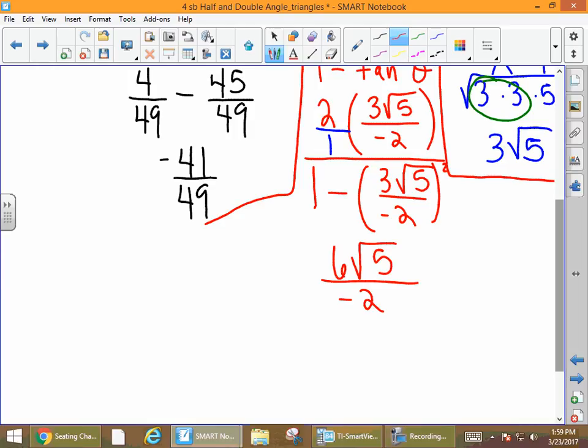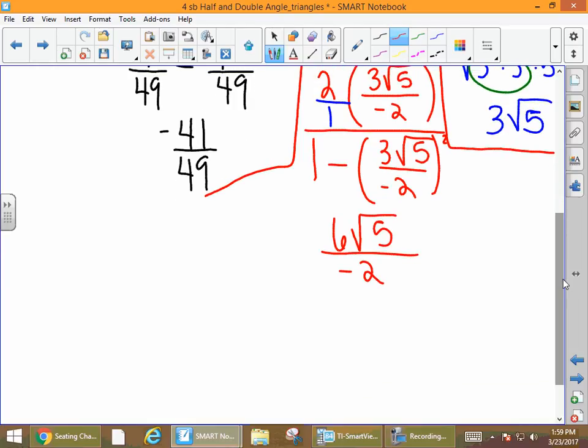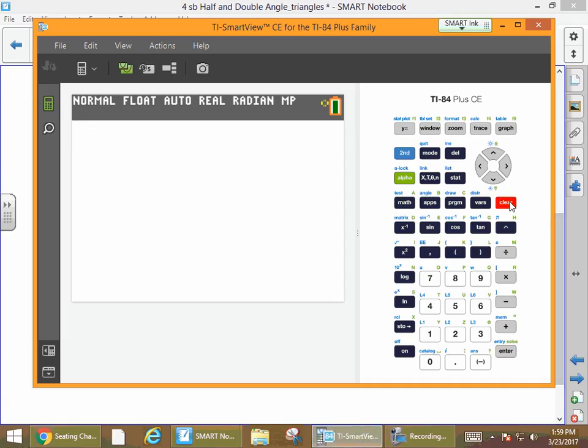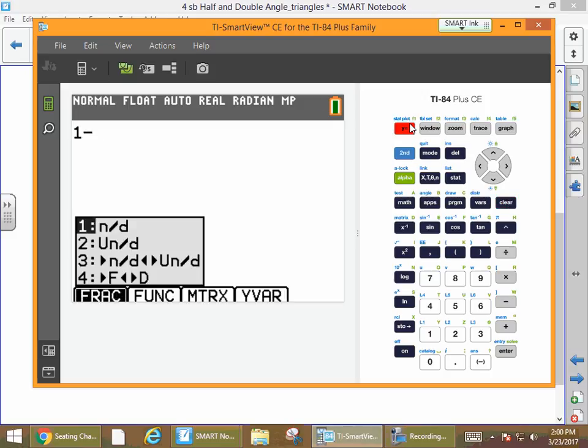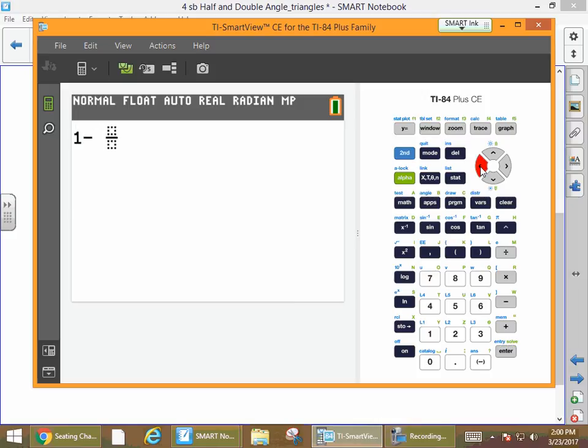Down here in the denominator, this is where we might want to type that in. So it's 1 minus, here's our fraction, and I'm going to actually try to put parentheses in this time. 1 minus, and then we've got 3 radical 5 divided by 2, negative 2.